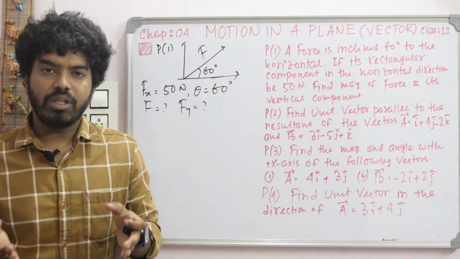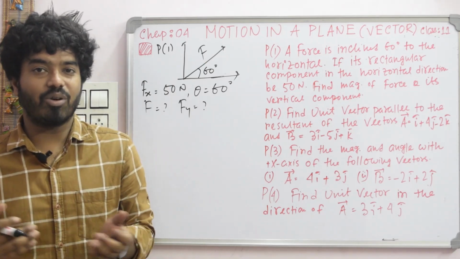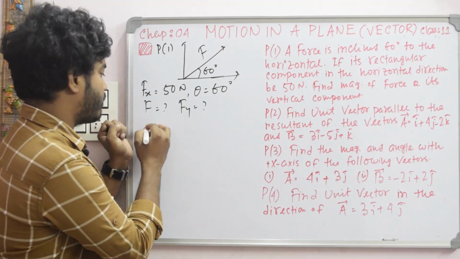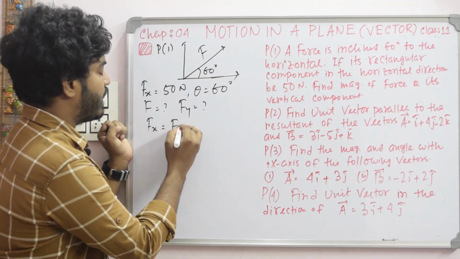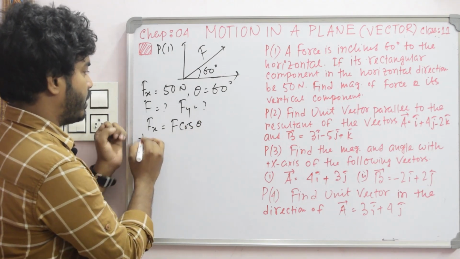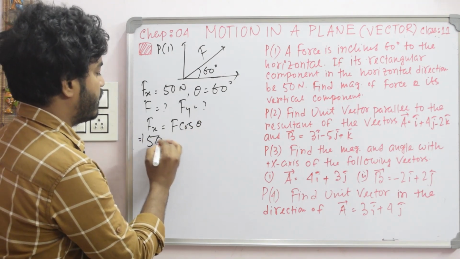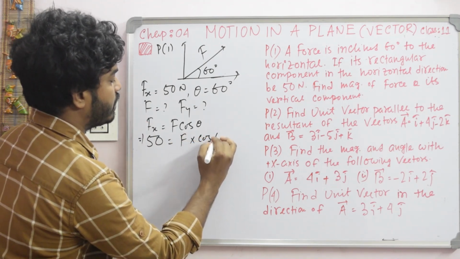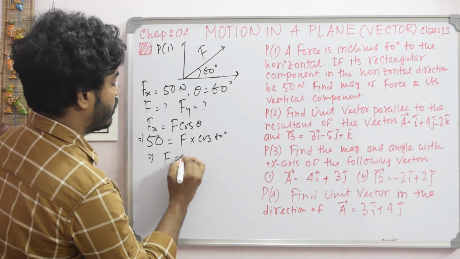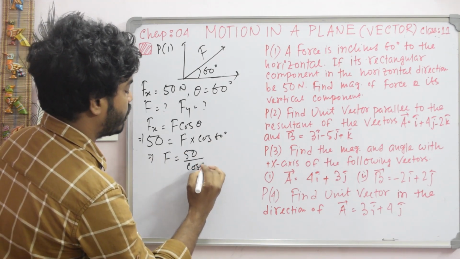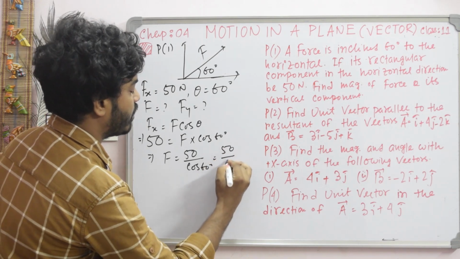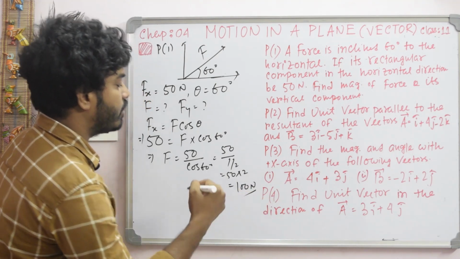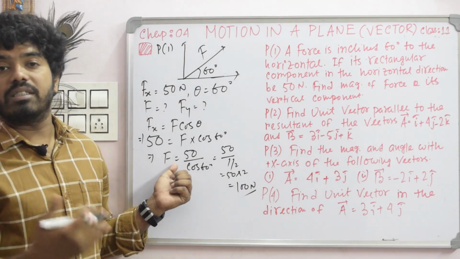You know the horizontal component gives the cos theta value, and the vertical component gives the sin theta value. So write this: Fx can be written as F cos theta. Here Fx is given 50, F you have to find out, cos 60. So F is equal to 50 divided by cos 60, and cos 60 value is half. So this becomes 50 into 2, that is 100 Newton. So the magnitude of force is 100 Newton.